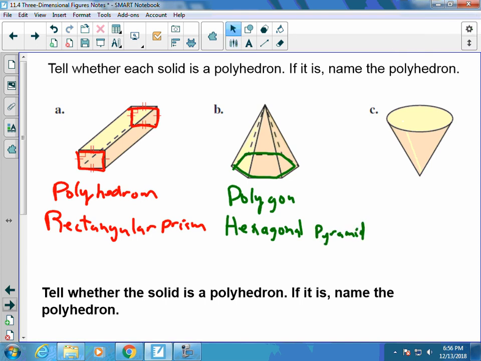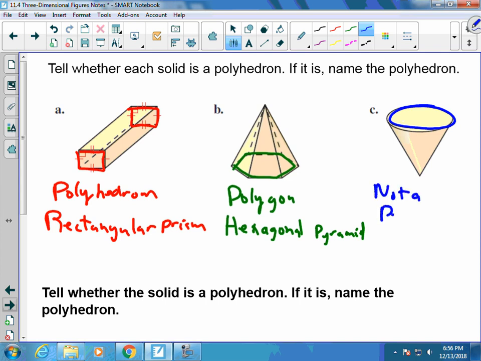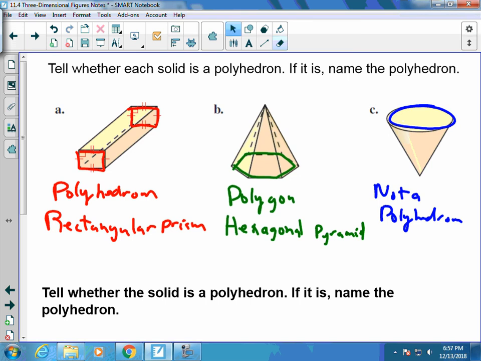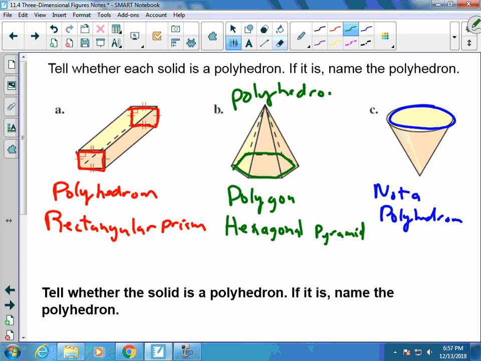And C, I don't see a polygon anywhere in this thing. I see a base that looks like a circle, which means this is not a polyhedron. I should probably label this appropriately here. This middle one, we did say it was a polyhedron, just never wrote it. It is a polyhedron, again, because it's polygon based.